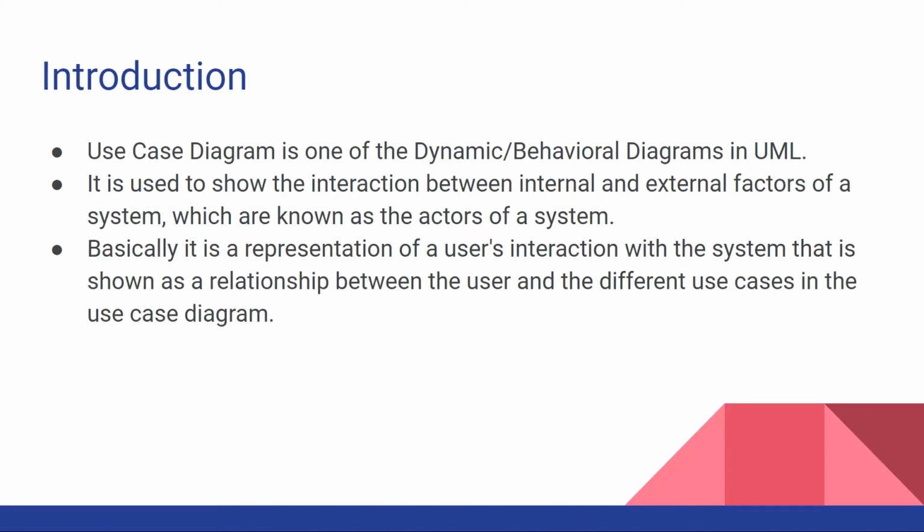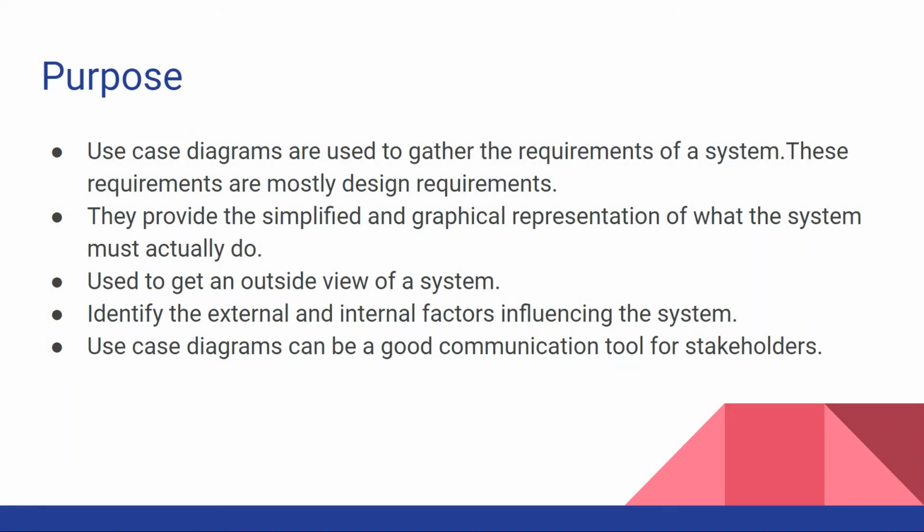So it is used to show the interaction between internal and external factors of a system, and these features or factors are also known as the actors of a system. So basically, when a user interacts with a system, that is shown in the form of a relationship between user and the use cases in the use case diagram, and we'll understand that in detail later in this video. So let's see the purpose of use case diagram.